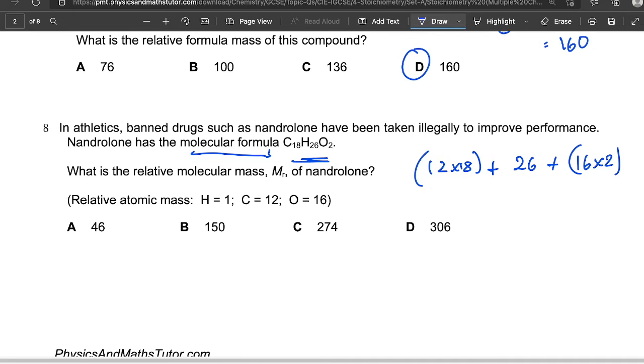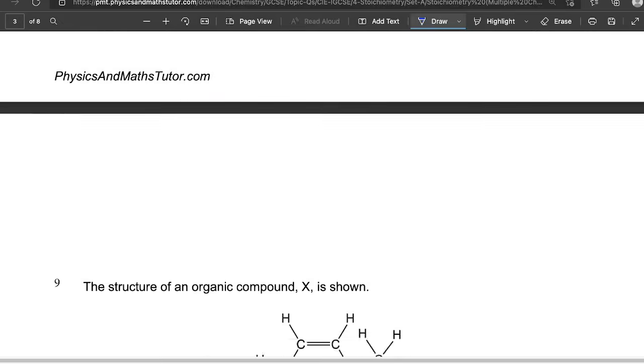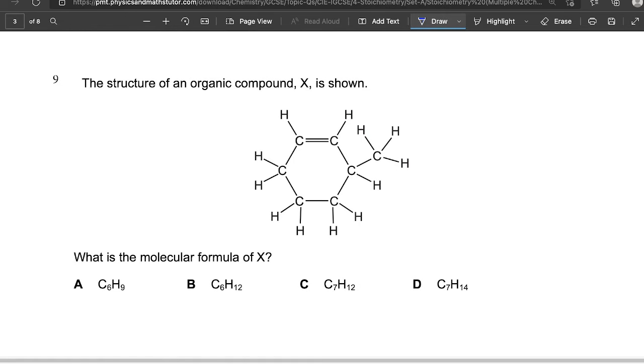So let's see, just have to use a calculator now. So 12 times 18 is 216 plus 26 plus 32. So we just use our calculator, and the answer is 274. So such an easy question. I was not expecting that, but you can see sometimes these types of questions are so simple. They've given us the molecular formula, but there are sometimes where you don't get the molecular formula. You have to find the molecular formula, but here it's quite easy. Move on to the next question.